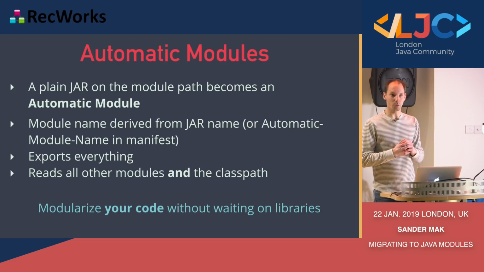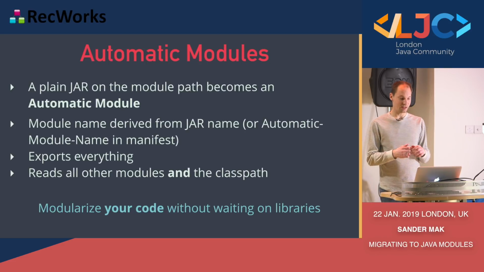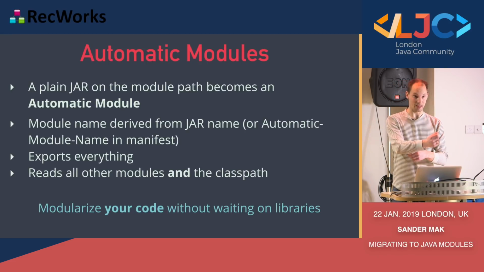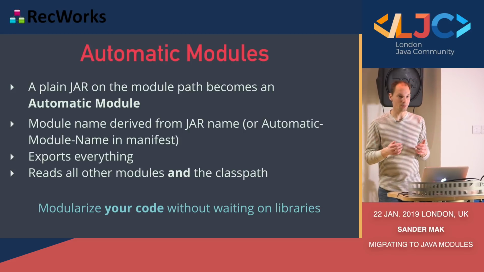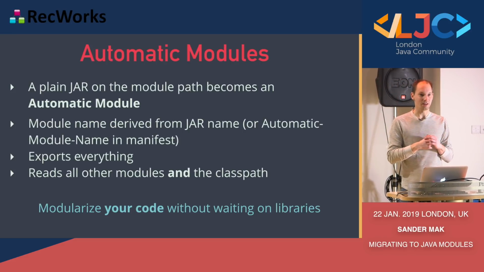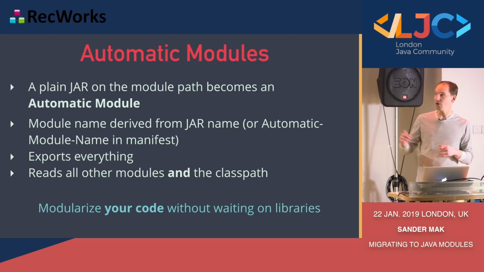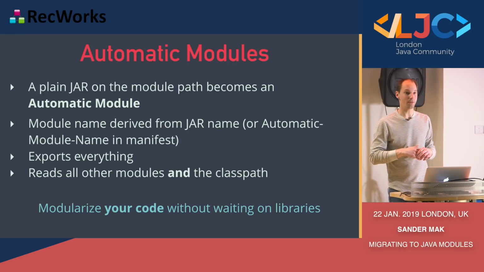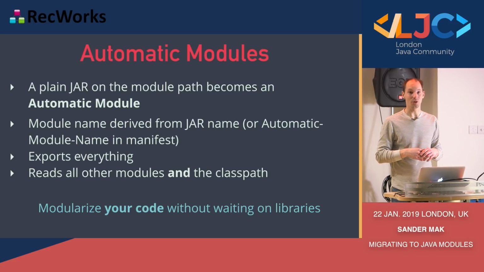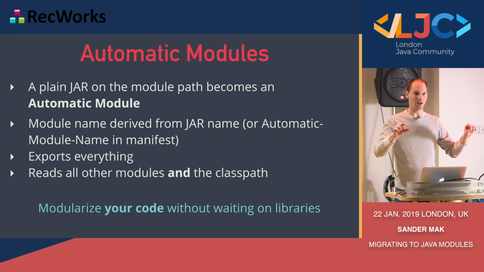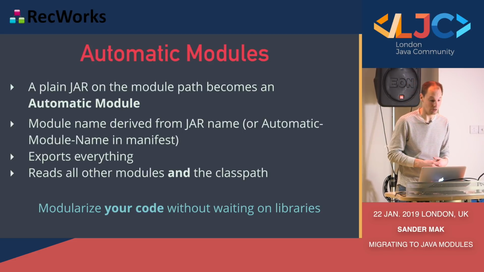It will not be a very good module, as we'll see, but at least it will be usable as a module. So what happens is this: it will become a module that gets a name, and the name will be either derived from the jar file, which is bad, of course, because that's something dependent on how you name the file, or it will be derived from an automatic module name header in the manifest file in the jar file. Again, that's something that the library maintainer should add, but that's a one-line fix. That's much, much easier than really modularizing a library.